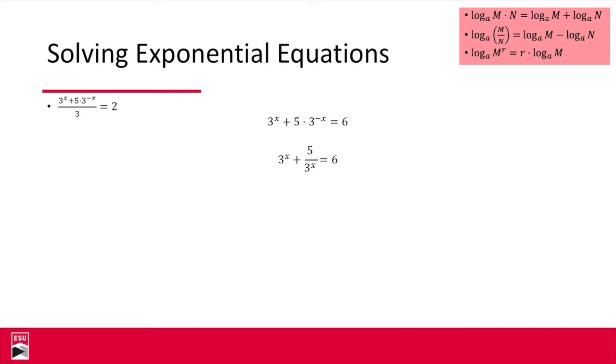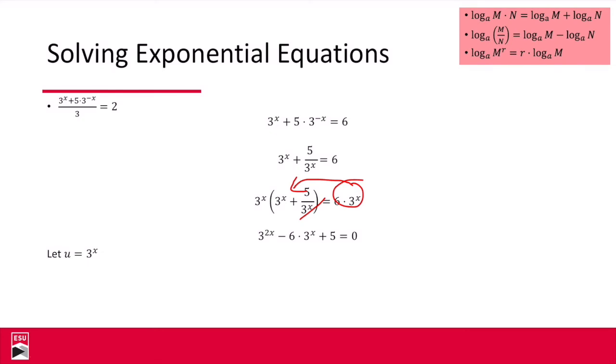Again, I don't want to work with fractions, so I multiply both sides by 3 to the x. So I have 3 to the x times the quantity 3 to the x plus 5 over 3 to the x equals 6 times 3 to the x. I can distribute that 3 to the x through, and I'll get 3 to the 2x, and I subtract that 6 times 3 to the x to the left, and that 1 in the denominator cancels, so I both move this over here and cancel that 3 to the x.